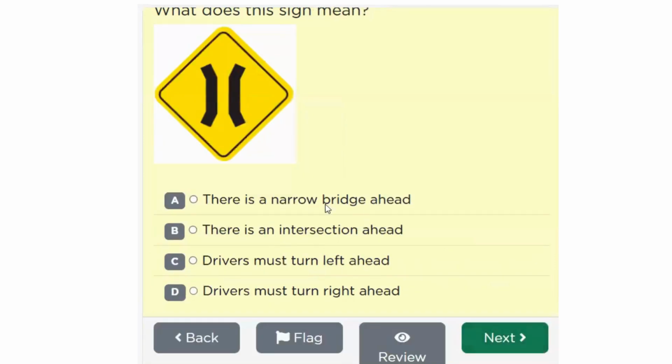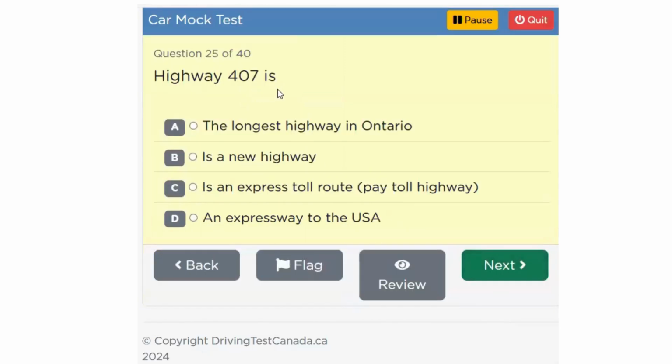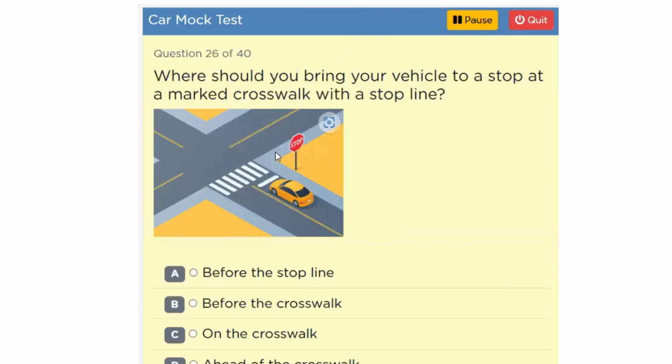There is a narrow bridge ahead. I know this sign. Highway 407 is an express toll road. I know this. Where should you bring your vehicle to stop at a marked crosswalk with a stop line? Before the stop line, before the crosswalk. Before the stop.